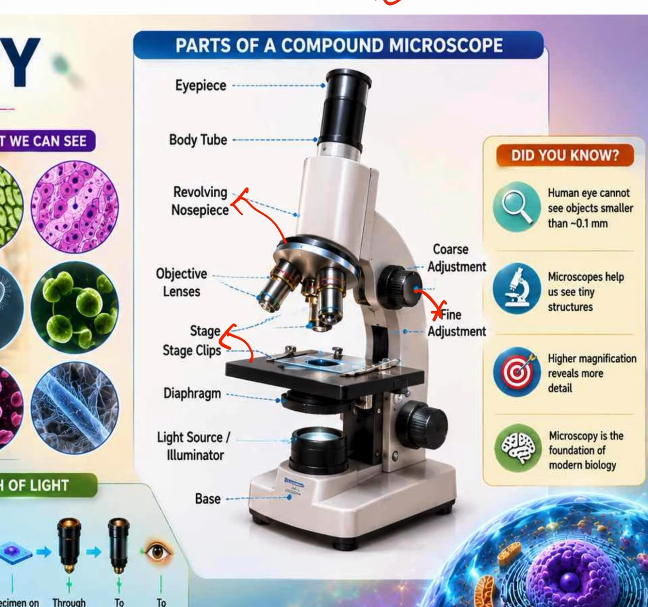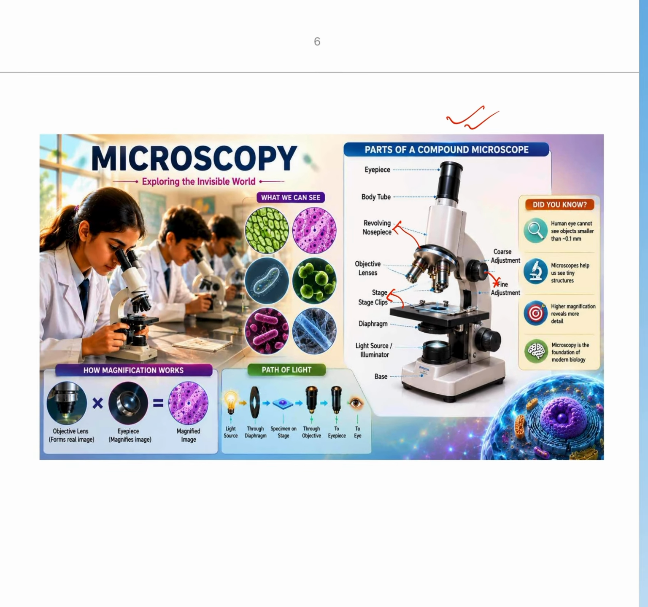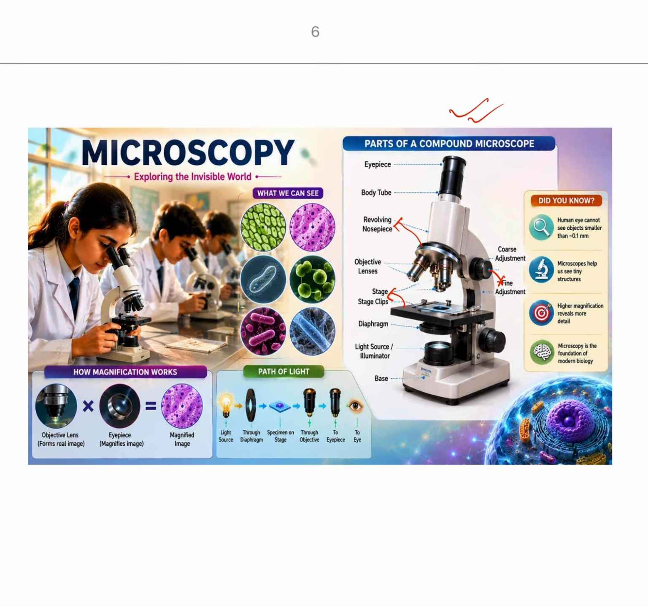We have seen this microscope in our school. Now this microscope is very, very important when we talk about cell study. Why? Because of the limitation of the human eye, 0.1 millimeter. We cannot see beyond this. So we need an instrument. Leeuwenhoek showed us the way, Robert Hooke showed the path. Then this instrument was made.